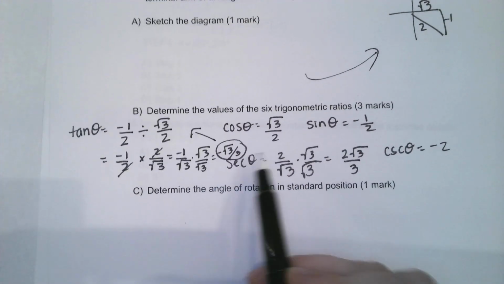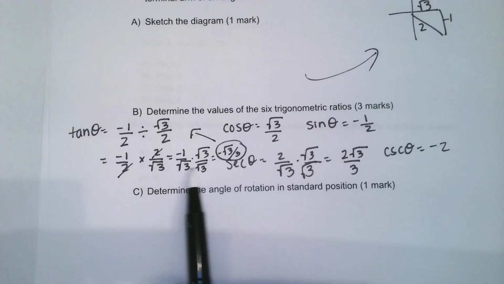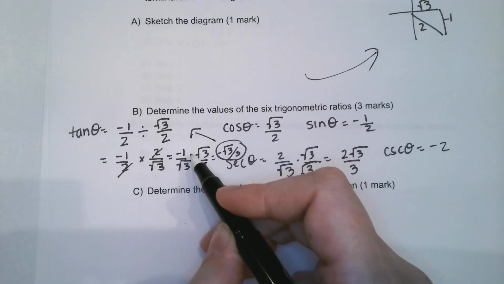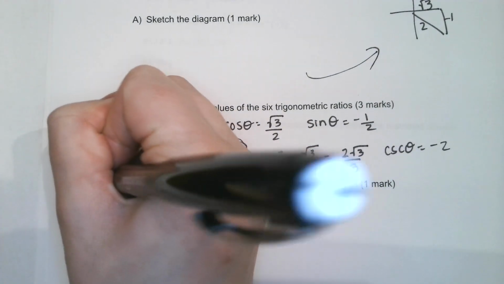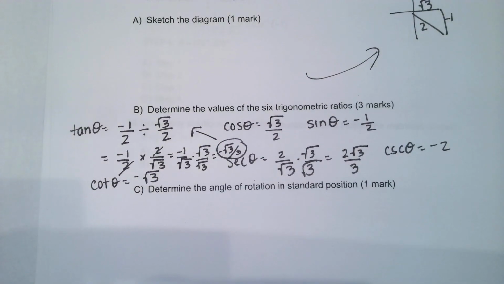Cotan is just the reciprocal of this. I wouldn't take this guy and do the reciprocal of it because then you have to rationalize and cancel again. I would take this nice guy here because when you do the reciprocal, it's just root 3 on the top. So cotan of theta equals negative root 3. You will have way more room to do this on a midterm. This is like no room at all.